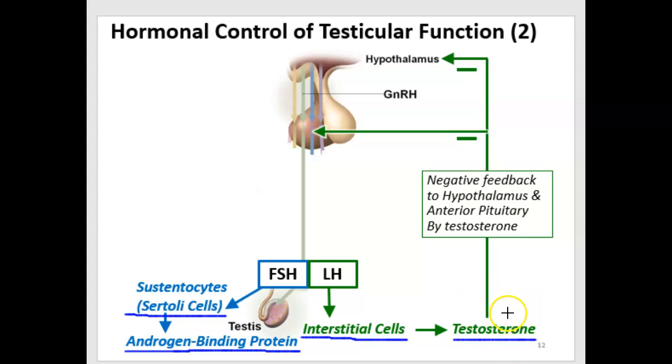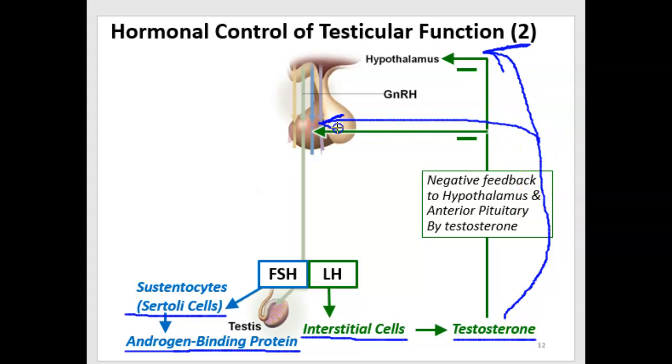Now, testosterone has a negative feedback effect on both the hypothalamus and the anterior pituitary. The negative feedback then would inhibit secretion of GnRH and these two gonadotropins, and that would then eventually lower the level of testosterone as well as androgen binding protein.